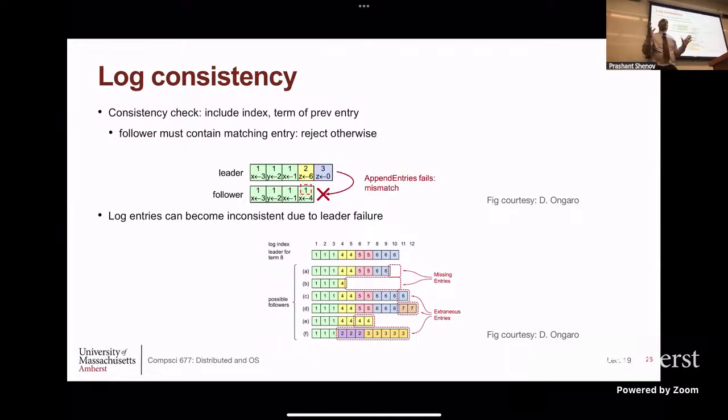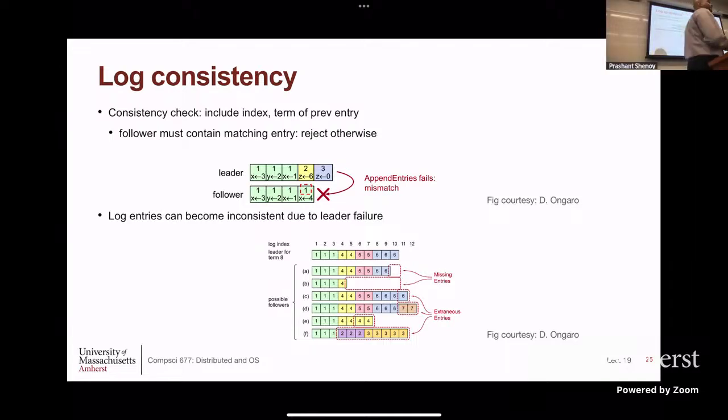So essentially, you want to find an efficient way to go backwards until you find a match, and then make sure all the entries that are missing are sent, or the extraneous entries are deleted, or both, because you might have some missing entries and some extraneous entries. Once you do this, the logs of the followers are repaired, and then they can rejoin the Raft protocol where they can start adding entries to the log.